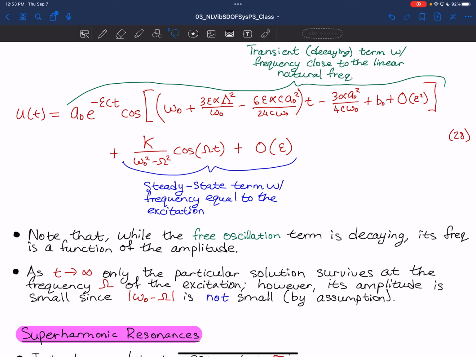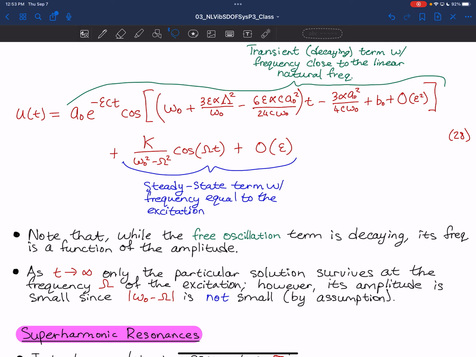Okay, so everything encompassed by that green term represents the transient or decaying term with a frequency close to the linear natural frequency, or the linearized natural frequency. And then what's highlighted in blue is the steady state term with frequency equal to that excitation. So some things to note first, that free oscillation term, it is decaying, but while it's decaying, its frequency is a function of the amplitude. It's not equal to the linear frequency or the linearized frequency. It is a function of the amplitude.